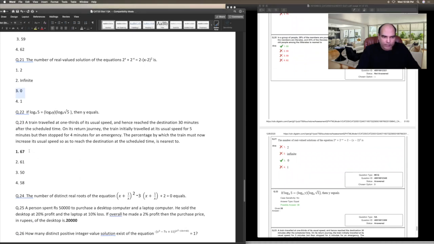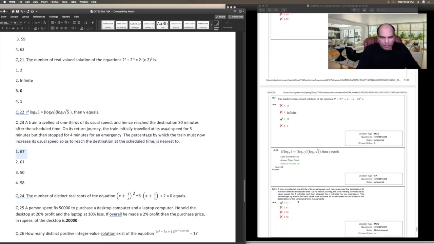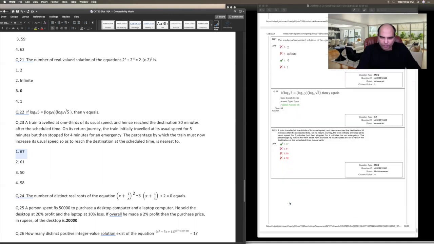23rd I got a 67. और इसमें भी I lost control. I took some time, and I took a call that the percentage change has to be quite high. और ये educated guess था, which came right for me.